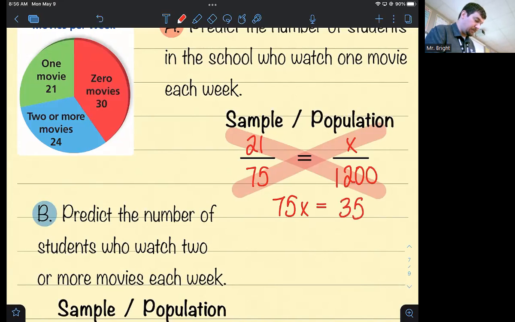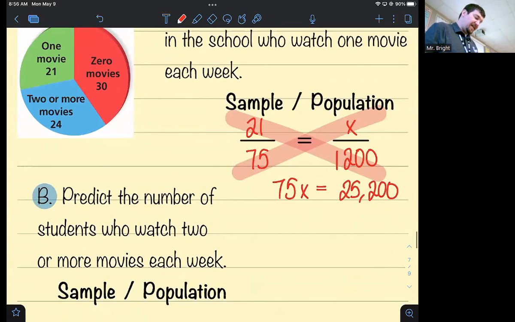$35,200, is that what you said? 25,200. Thumbs up or thumbs down? Do we agree? Aiden, I'm getting a lot of thumbs up. All right. Now, Addison, would you divide that by 75 and tell me what our prediction is then?